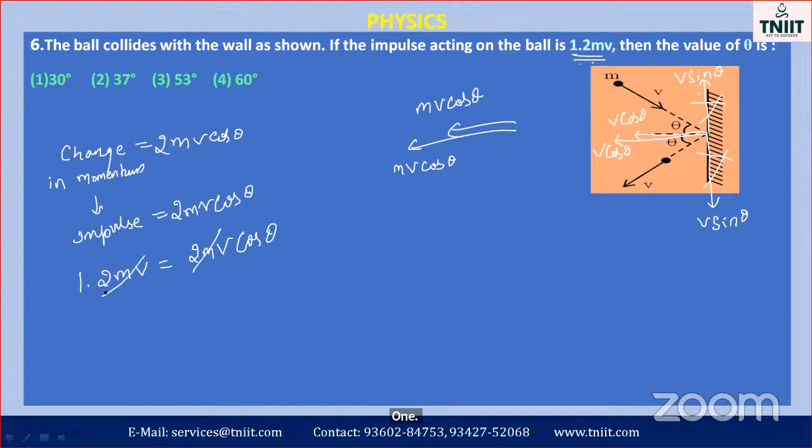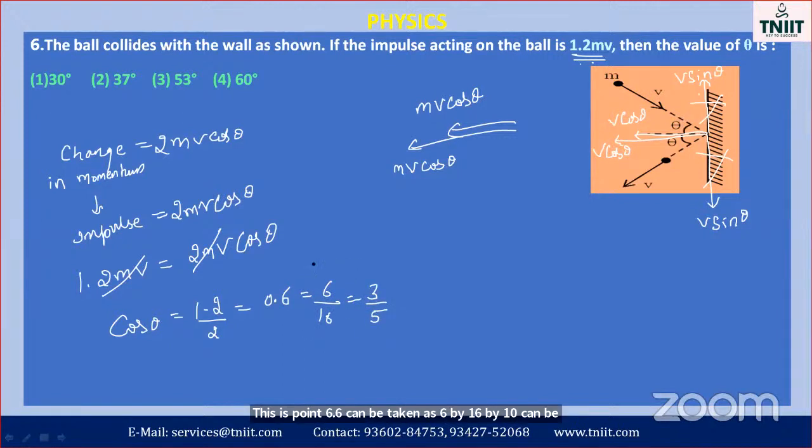Here mv and mv will get cancelled out. So what is cos theta? It is 1.2 by 2. This is 0.6. 0.6 can be taken as 6 by 10. 6 by 10 can be taken as 3 by 5. You know that this is a Pythagorean triplet, 3, 4, 5. Pythagorean triplet, right?